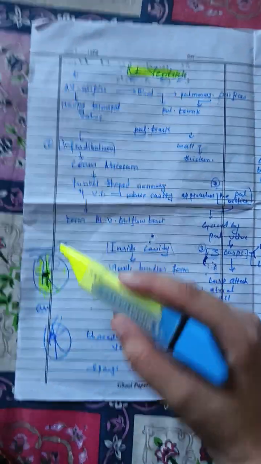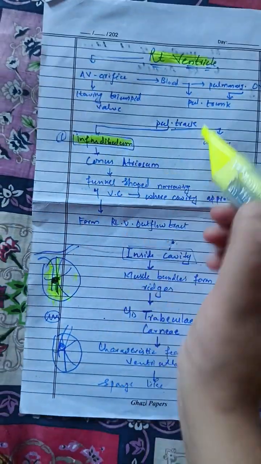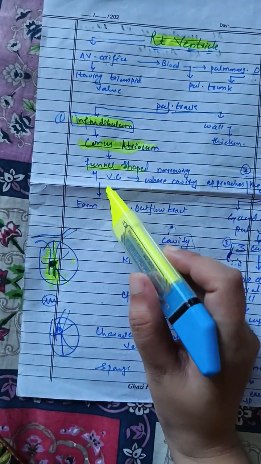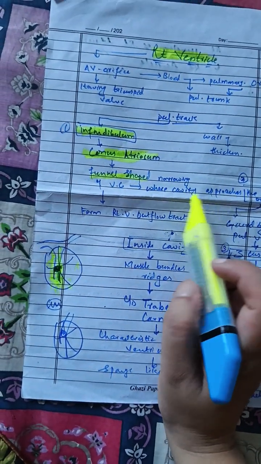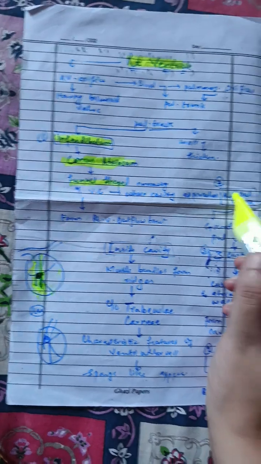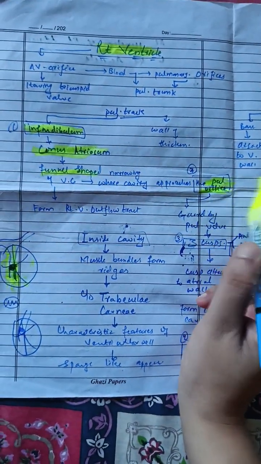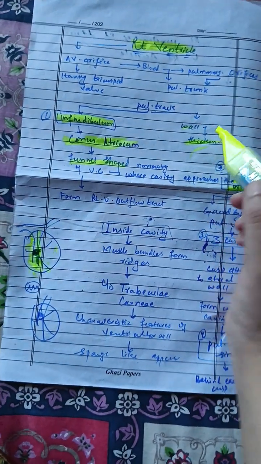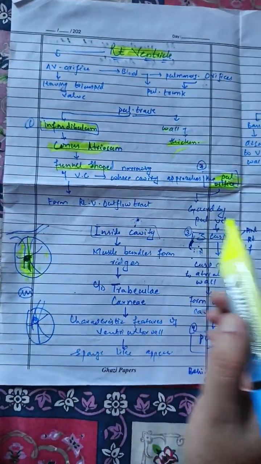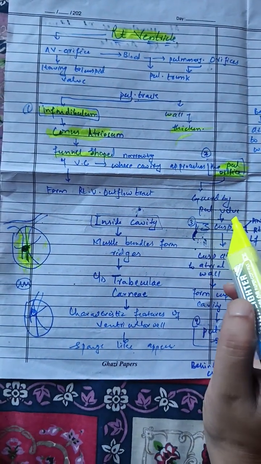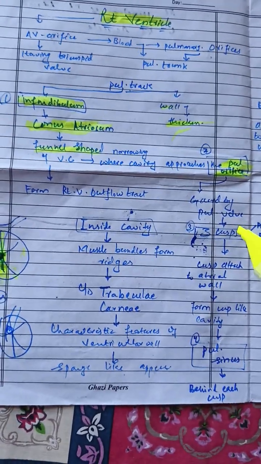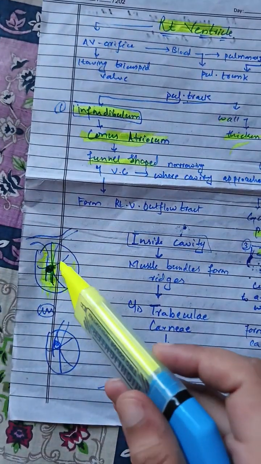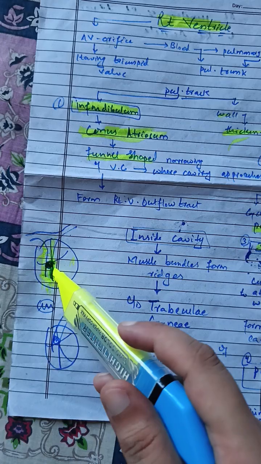So in the right ventricle there is the infundibulum, which is also called the conus arteriosum, and it is a funnel shaped narrow cavity where the right ventricle approaches the pulmonary orifice. The wall of the right ventricle is thicker than the right atrium, and the pulmonary orifice is guarded by the pulmonary valve.